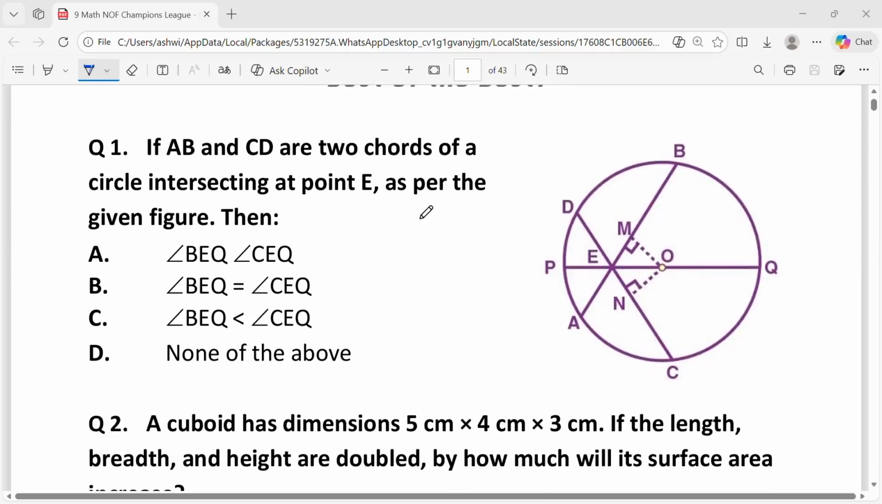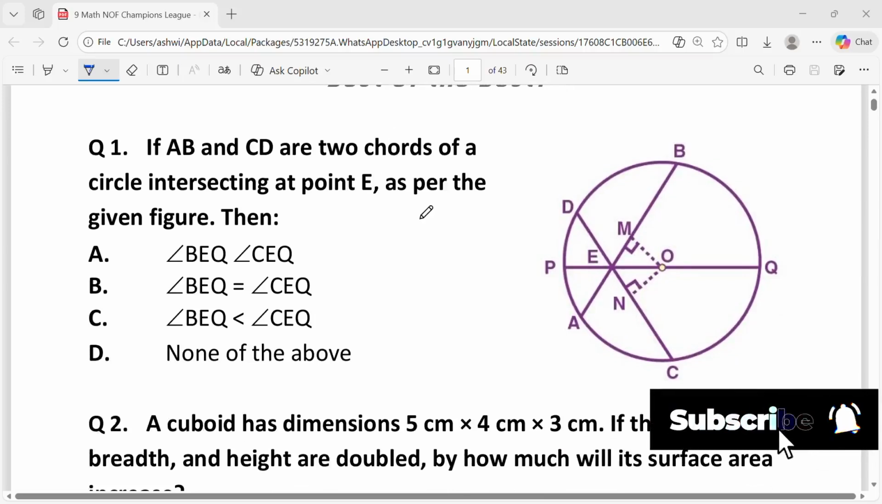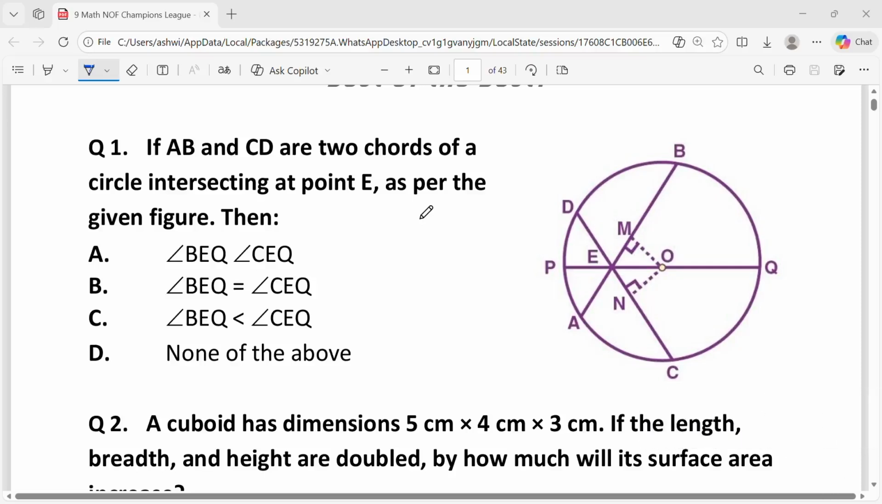Question 1. If AB and CD are two chords of a circle intersecting at point E, as per the given figure, then the problem relies on the theorem which states that if two intersecting chords of a circle make equal angles with a diameter passing through their point of intersection, then the chords are equal in length.